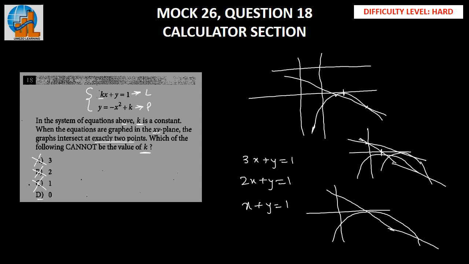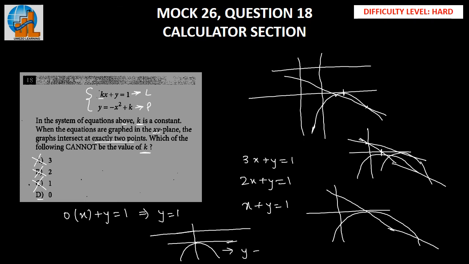Let's go to option D, which we know is the right answer, but however we will again plot it. So this would be 0 into x plus y is equal to 1, which implies this line would be y is equal to 1, and hence this line would be parallel to the x-axis. And when x is 0, this graph will look something like this. And this parabola will be y is equal to minus x square because k is 0. So we know this is what our combination of line and graph will look like when k is equal to 0.